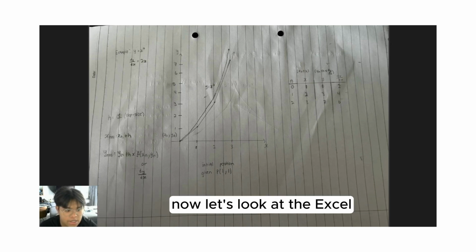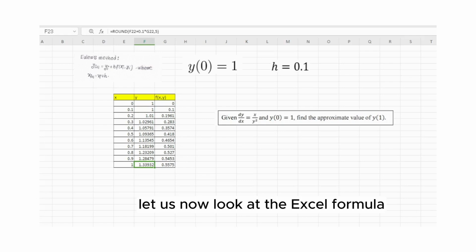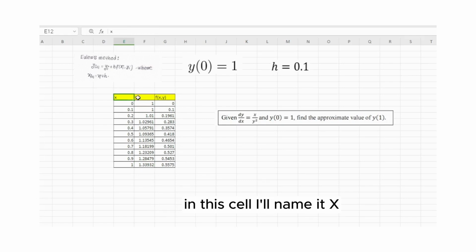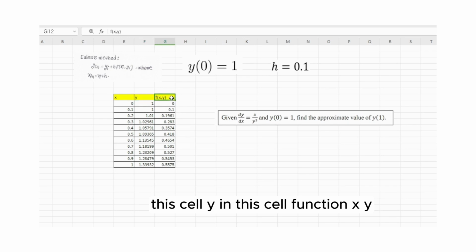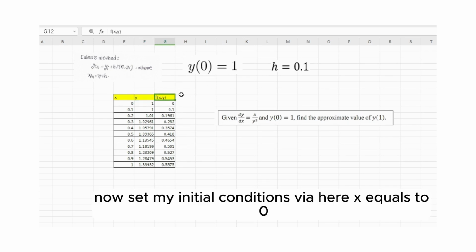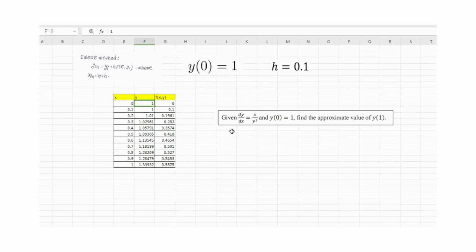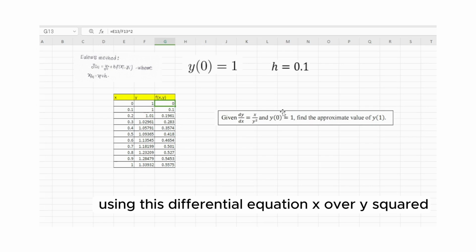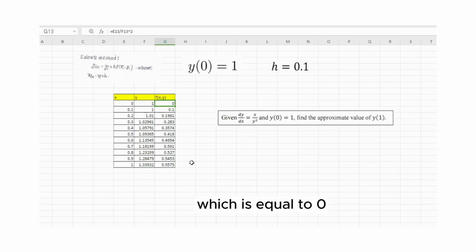Now let's look at the Excel. Let us now look at the Excel formula. In this cell I'll name it x, this cell y, and in this cell the function of x and y, and I'll set my initial conditions here. x equals 0, y is 1, and the function using this differential equation, x over y squared, which is equal to 0.